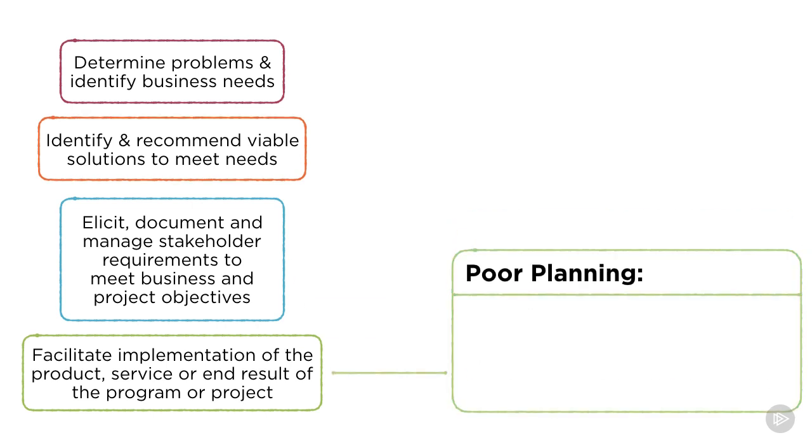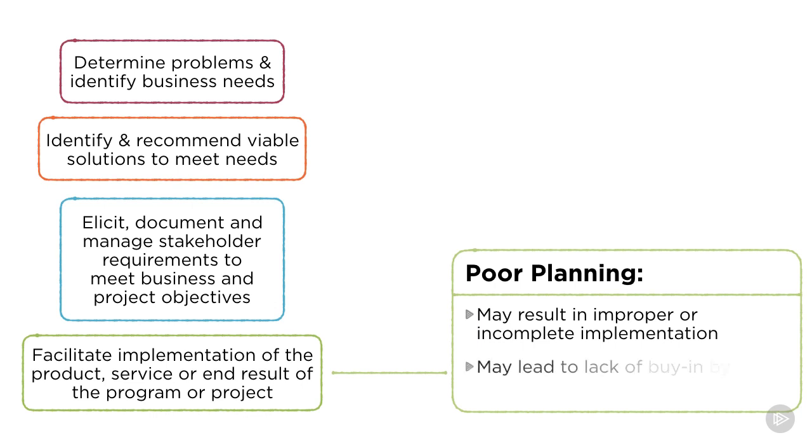Finally, when it comes to facilitating the implementation of the product, service, or end result of the project or program that follows up on our business analysis, we may not have a complete implementation, or we may implement our solution incorrectly. This is often the case if we don't have proper controls in place, ways for us to go back in the future and make sure that we've actually met the objectives and that our objectives still match up with the business needs that we originally found when analysis began.